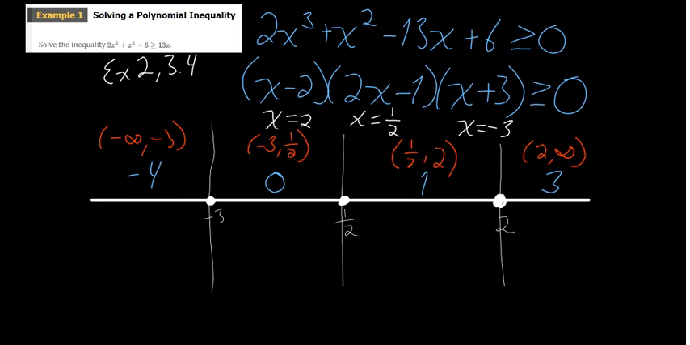First, let's plug in a negative 4. I'm going to use a big plus or minus sign. If I plug in negative 4 here, negative 4 minus 2 is a negative. 2 times negative 4 is negative 8, minus 1 is negative 9, so that's going to be a negative sign. And then negative 4 plus 3 is also going to be negative.